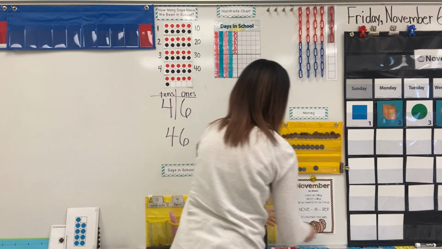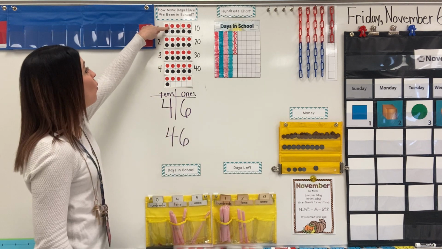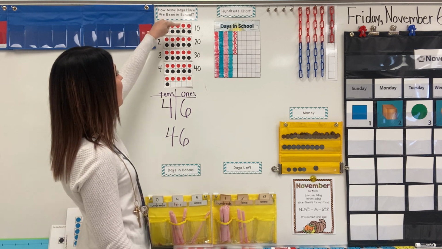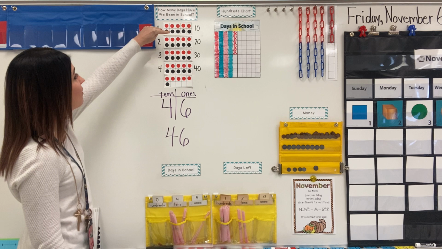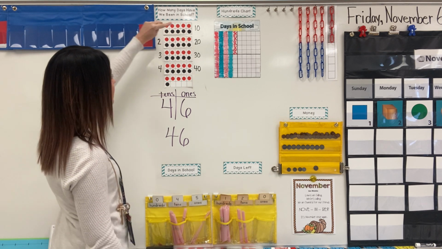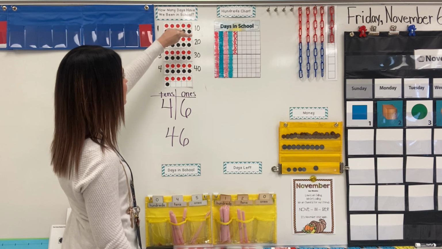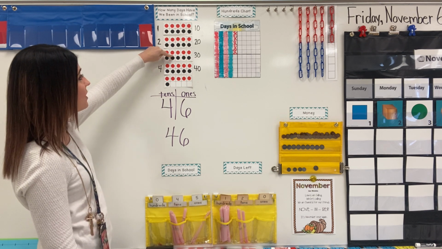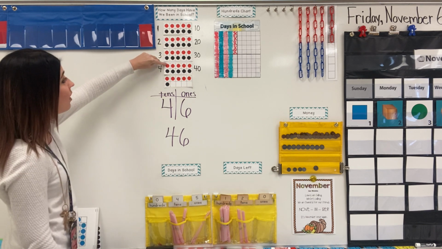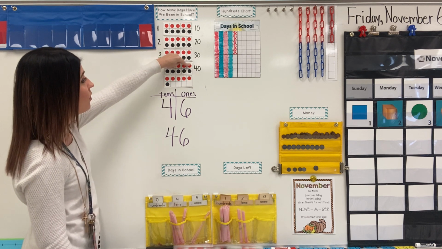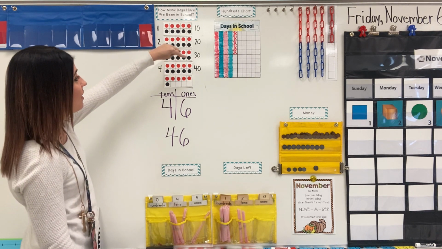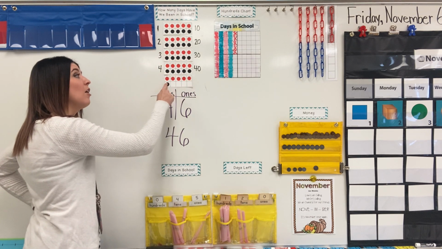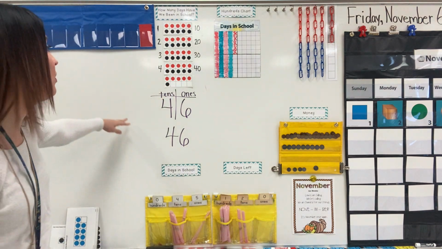Let's count them and make sure we're right. Are you ready? I want to hear you count. 1, 2, 3, 4, 5, 6, 7, 8, 9, 10, 11, 12, 13, 14, 15, 16, 17, 18, 19, 20, 21, 22, 23, 24, 25, 26, 27, 28, 29, 30, 31, 32, 33, 34, 35, 36, 37, 38, 39, 40, 41, 42, 43, 44, 45, 46. There are 46, just like we thought.